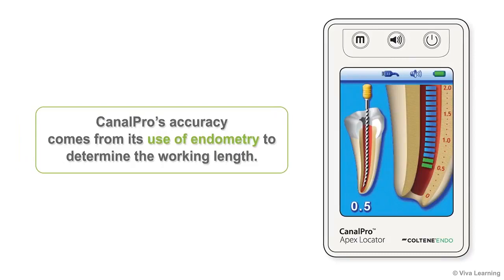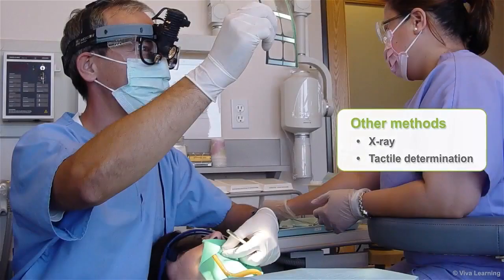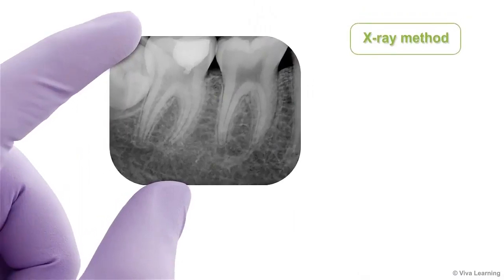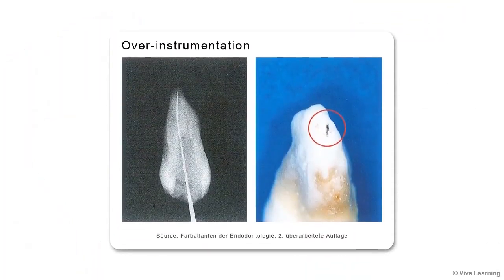CanalPro's accuracy comes from its use of endometry to determine the working length. Other methods that can be used to determine the working length are X-ray and tactile determination. Each of these other methods has some serious drawbacks. Although X-rays are the most commonly used technique, since the apical constriction is not exactly visible on the two-dimensional X-ray image, it is simply assumed to be located 1 to 2 millimeters away from the radiographic apex. The working length is then determined based on that assumption. When these assumptions don't hold true, over-instrumentation can take place.